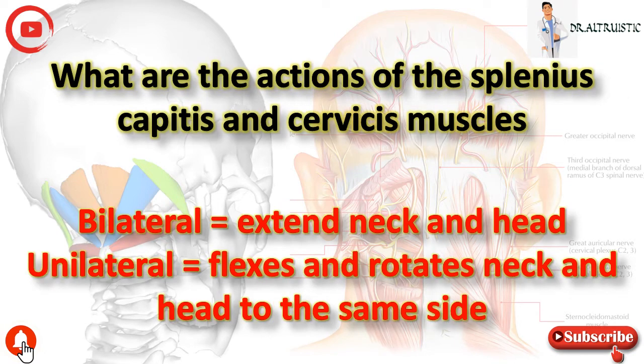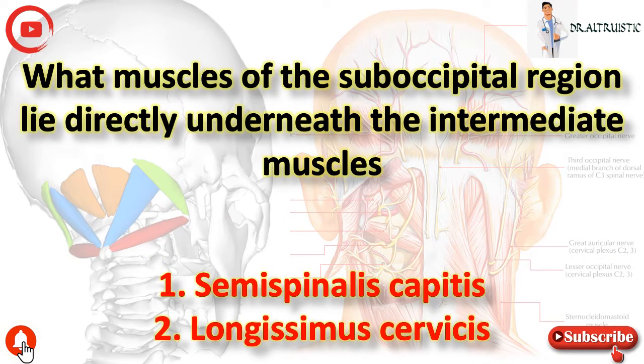What are the actions of the splenius capitis and cervicis muscles? Bilateral equals extend neck and head. Unilateral equals flexes and rotates neck and head to the same side. What muscles of the suboccipital region lie directly underneath the intermediate muscles? 1. Semispinalis capitis. 2. Longissimus cervicis.